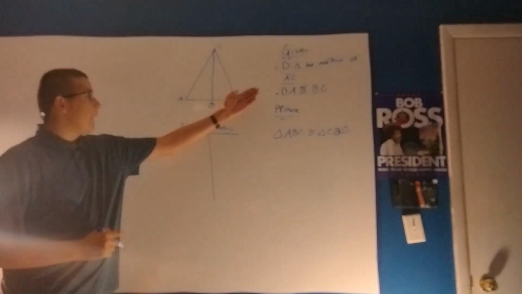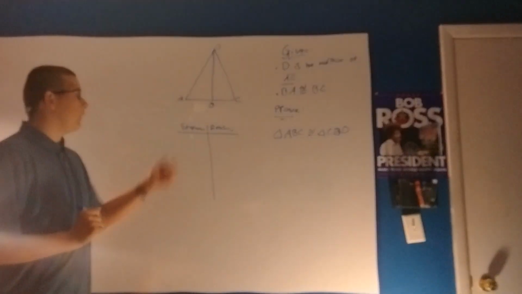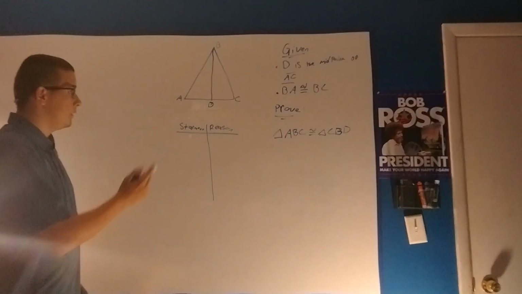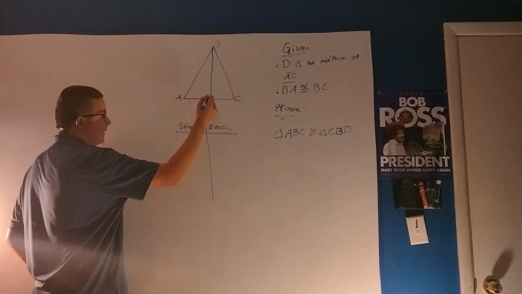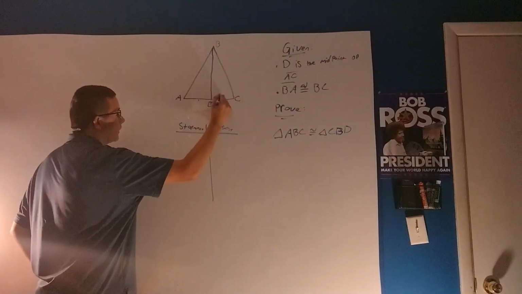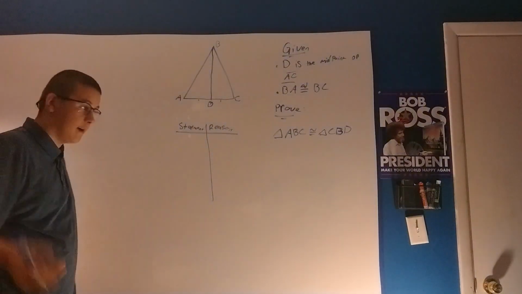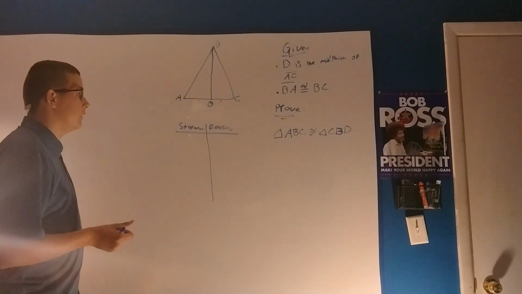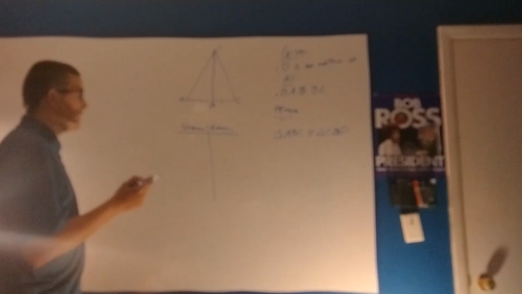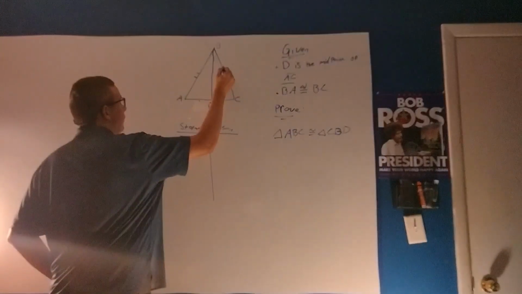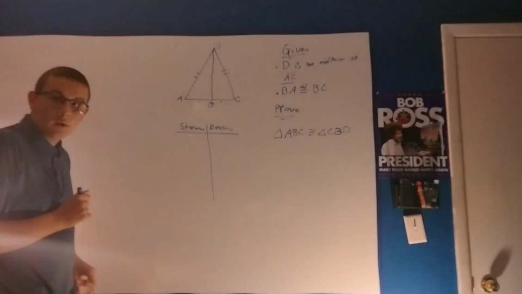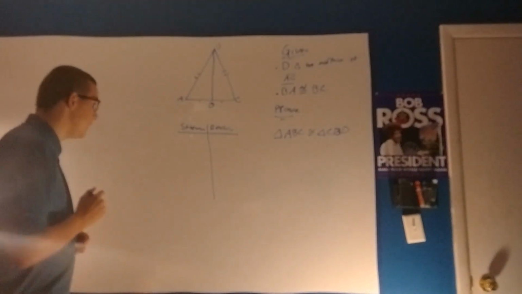So first, I want to label our givens on this triangle. First, we know that D is the midpoint of AC. That means that AD and DC are going to be congruent because it cuts it perfectly in half. Second, we know that BA and BC are congruent. So this and this are congruent. Already we're given 2 of our 3 pieces of information here.